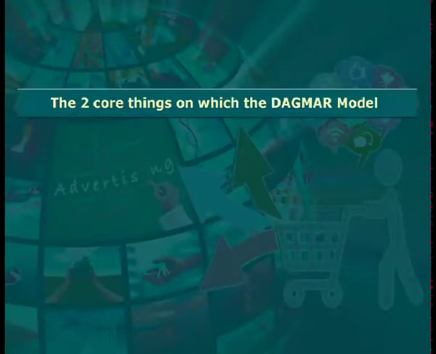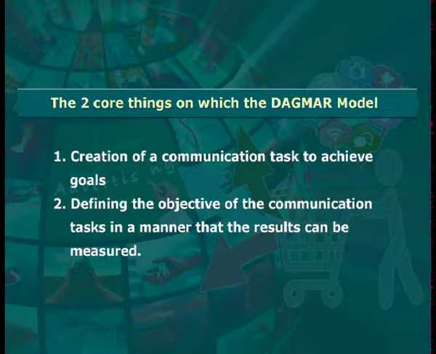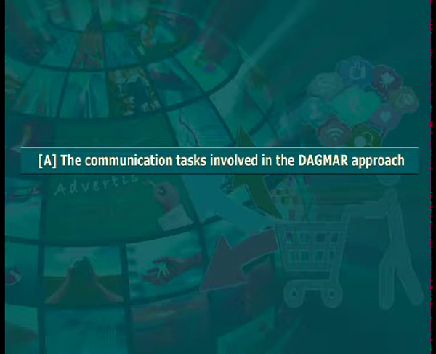The 2 core things on which the DAGMAR model stood were: first, the creation of a communication task to achieve goals, and second, defining the objective of the communication task in a manner that the results can be measured. Let's understand the first one, that is the communication task involved in the DAGMAR approach.